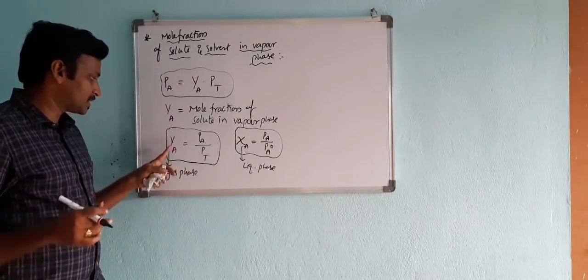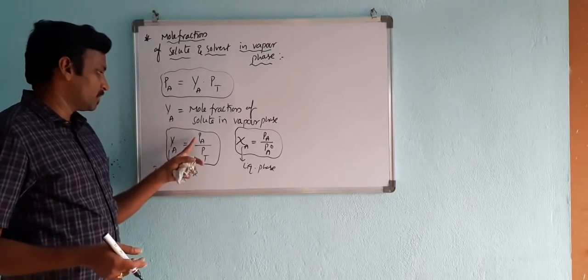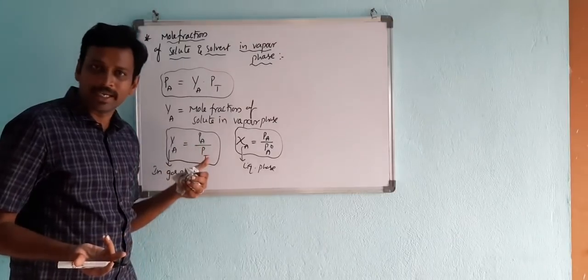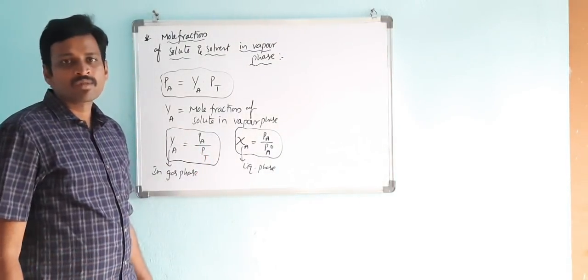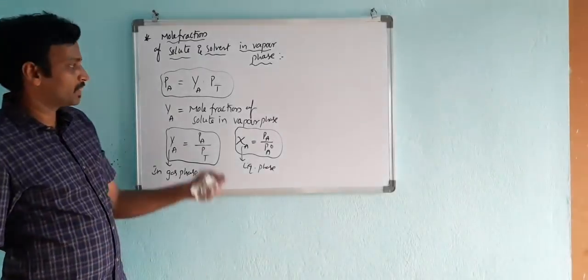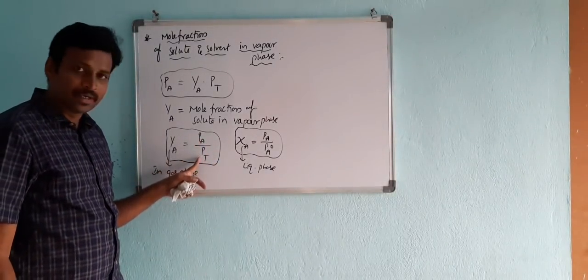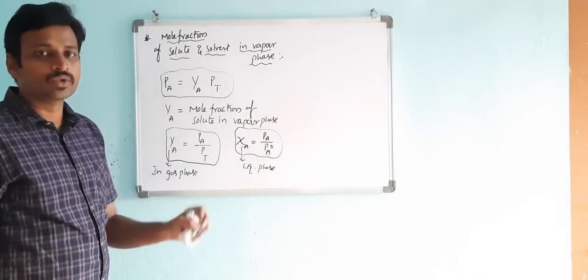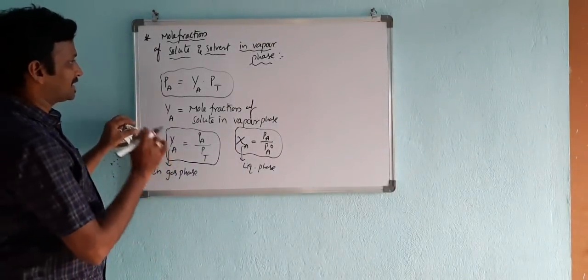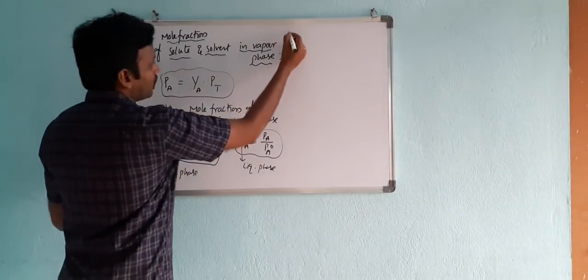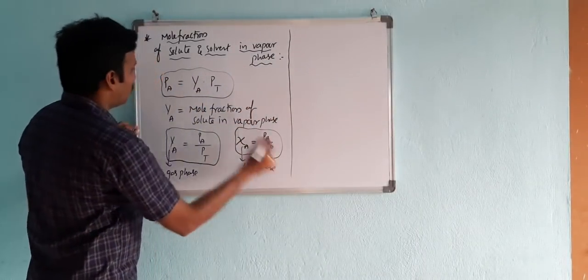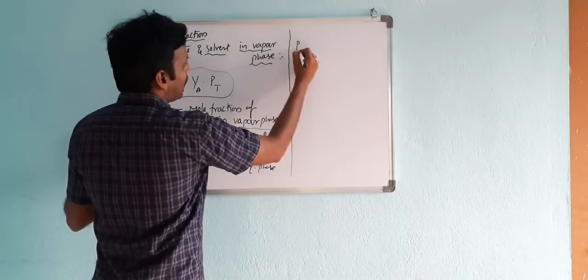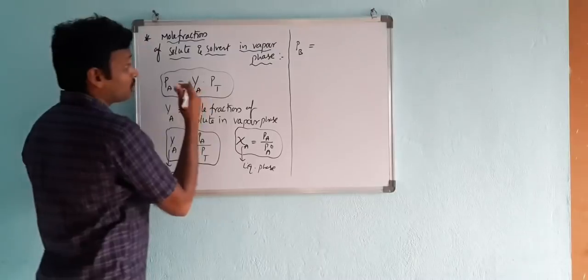Suppose they are asking mole fraction of A, first you must have this PA. You have to calculate. How to calculate PA? PA naught into xi A, that you can use. Okay. How to calculate P total? P total is equal to PA naught into xi A plus PB naught into xi B. Got it? In the same manner, what is the mole fraction of solvent? Suppose I have to calculate mole fraction of solvent.